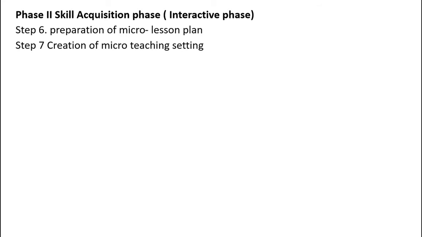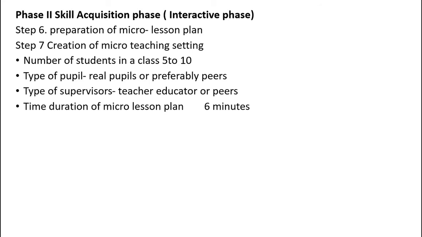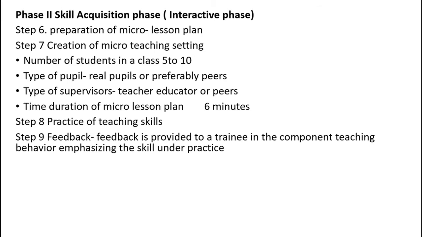Step 6, preparation of a micro lesson plan. Step 7, creation of a micro teaching setting. That means the number of students in the class should be maximum 10. The type of pupils, that means real pupils, preferably peers. Then the type of supervisors, the teacher educators or peers. Time duration, usually it is 6 minutes. Then step 8, practice of the teaching skill. And step 9 is feedback. Feedback is provided to the trainee on the component teaching behavior, emphasizing the skill under practice.